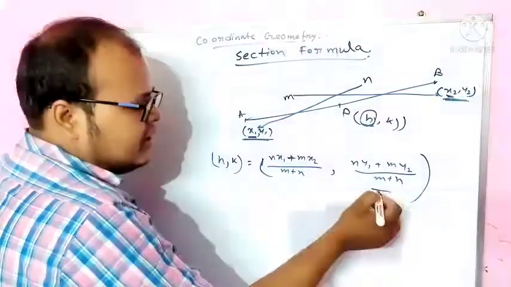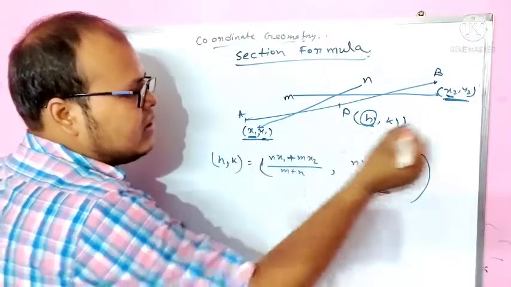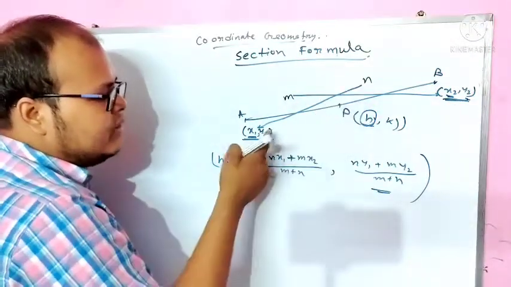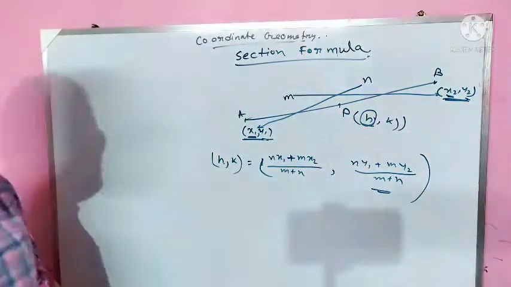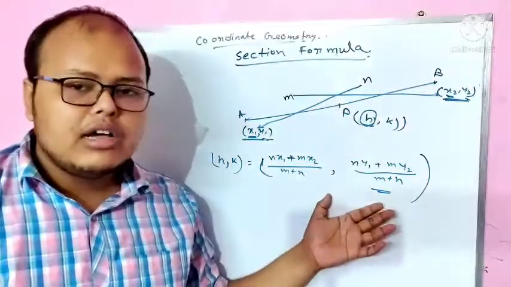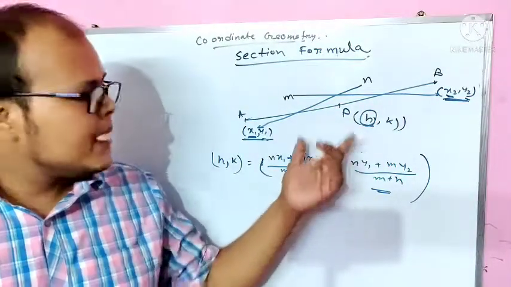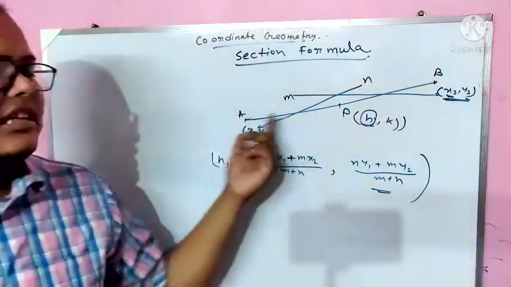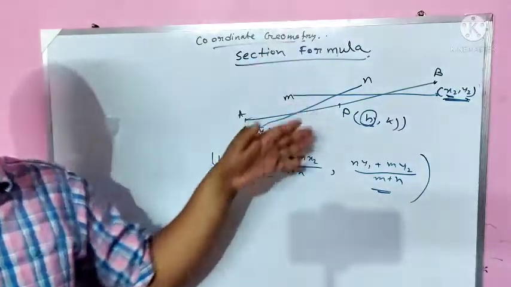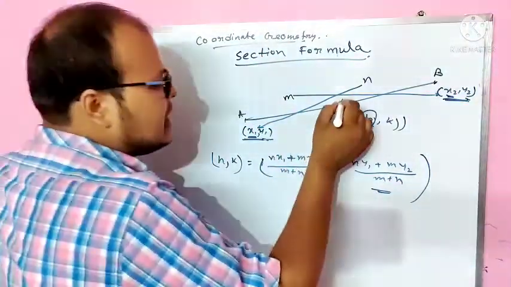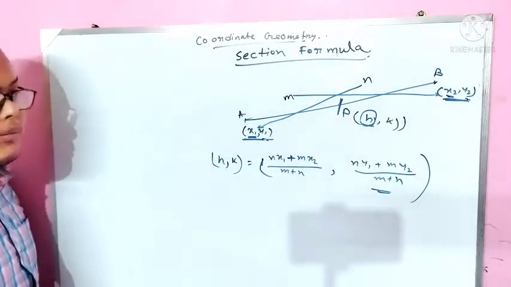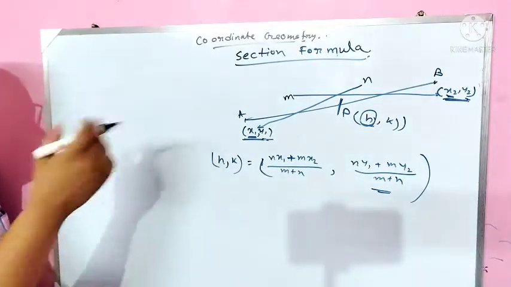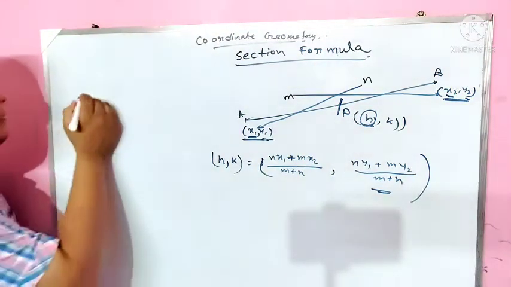When you are doing this ordinate portion, then you will be considering all the ordinates. So ny1 plus my2 divided by m plus n. This formula is for internal bisection, when the point P is bisecting your line segment internally, so the point P is lying inside the line segment AB.